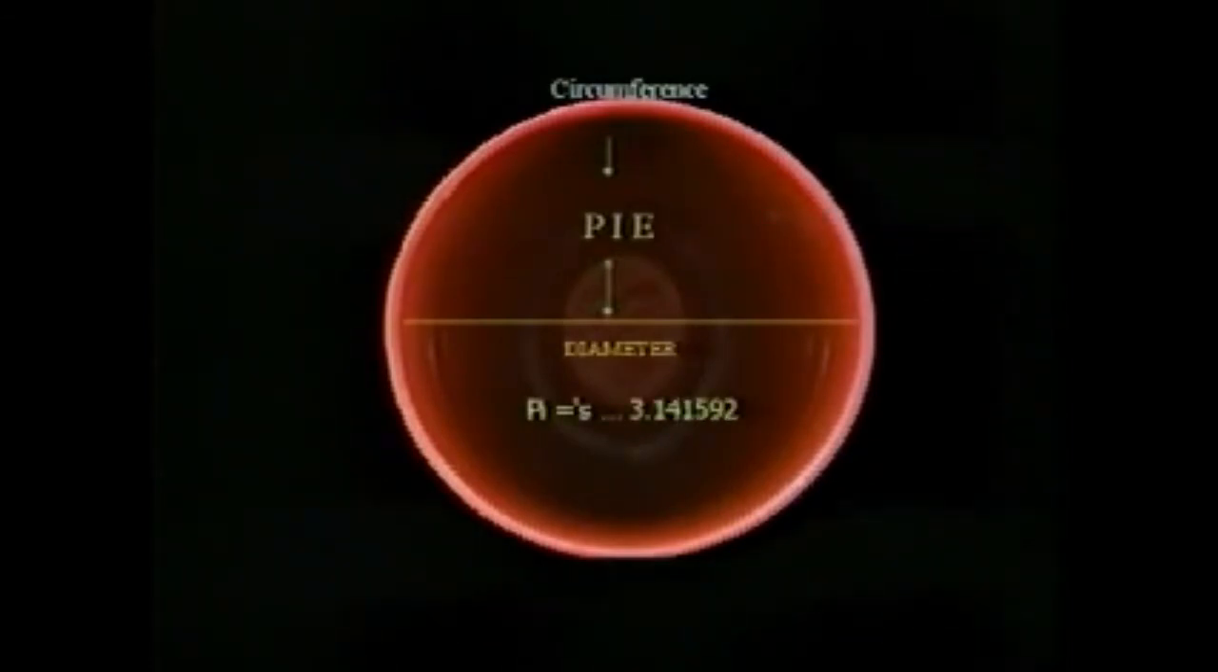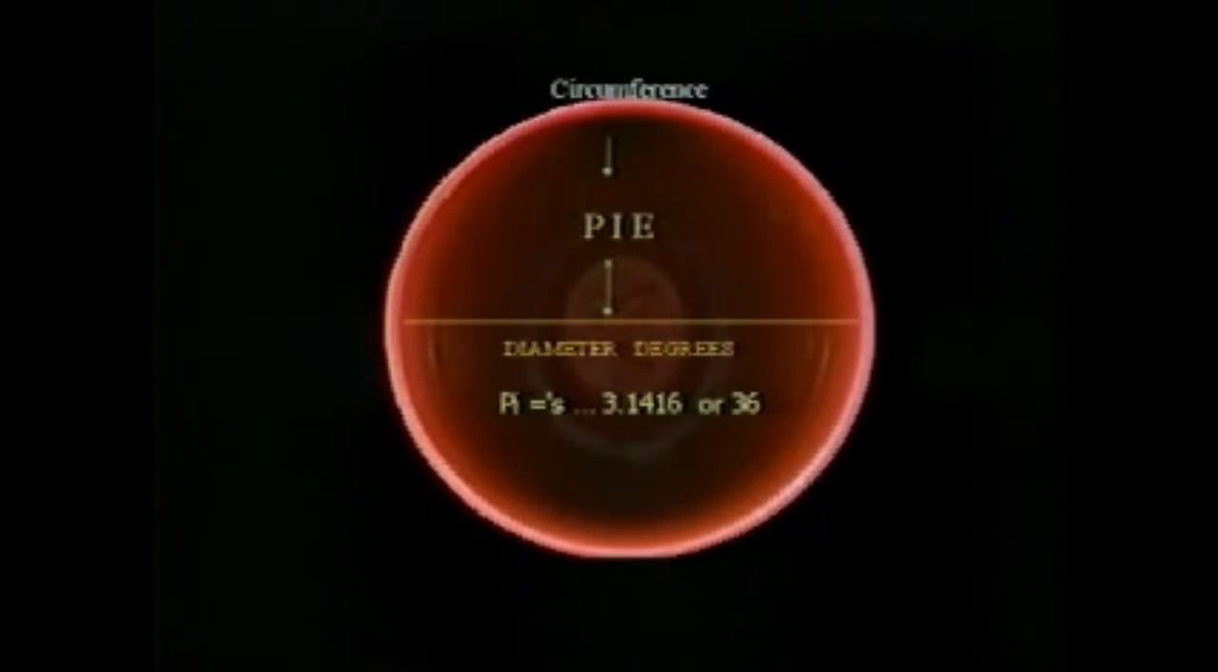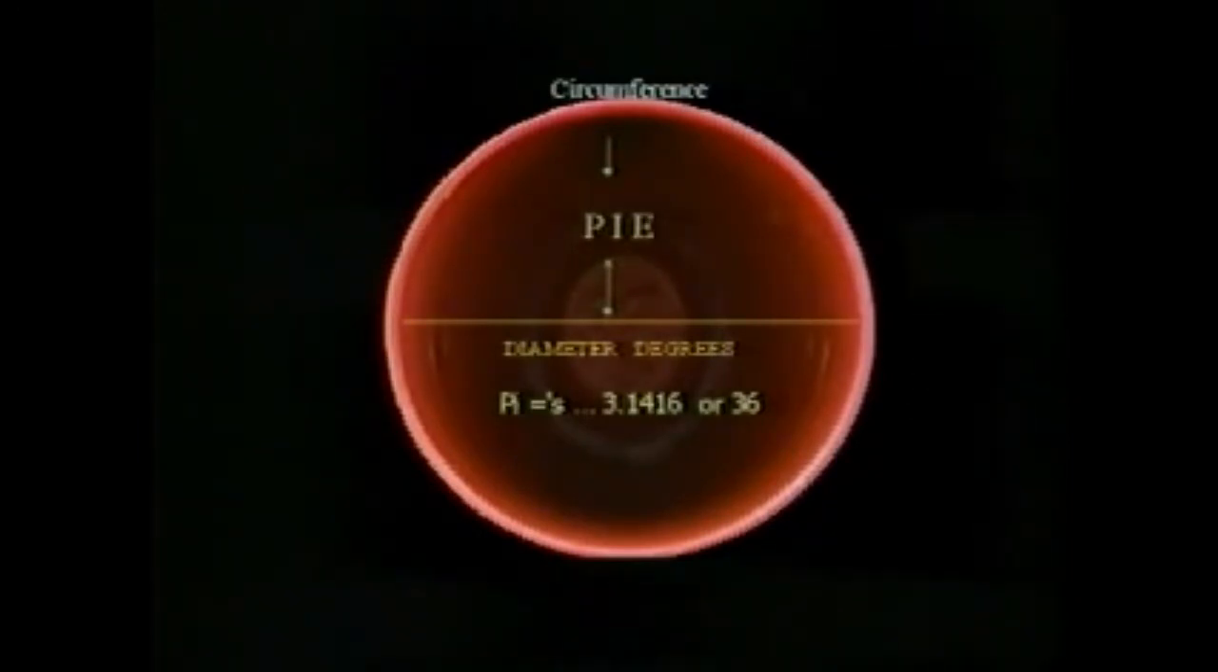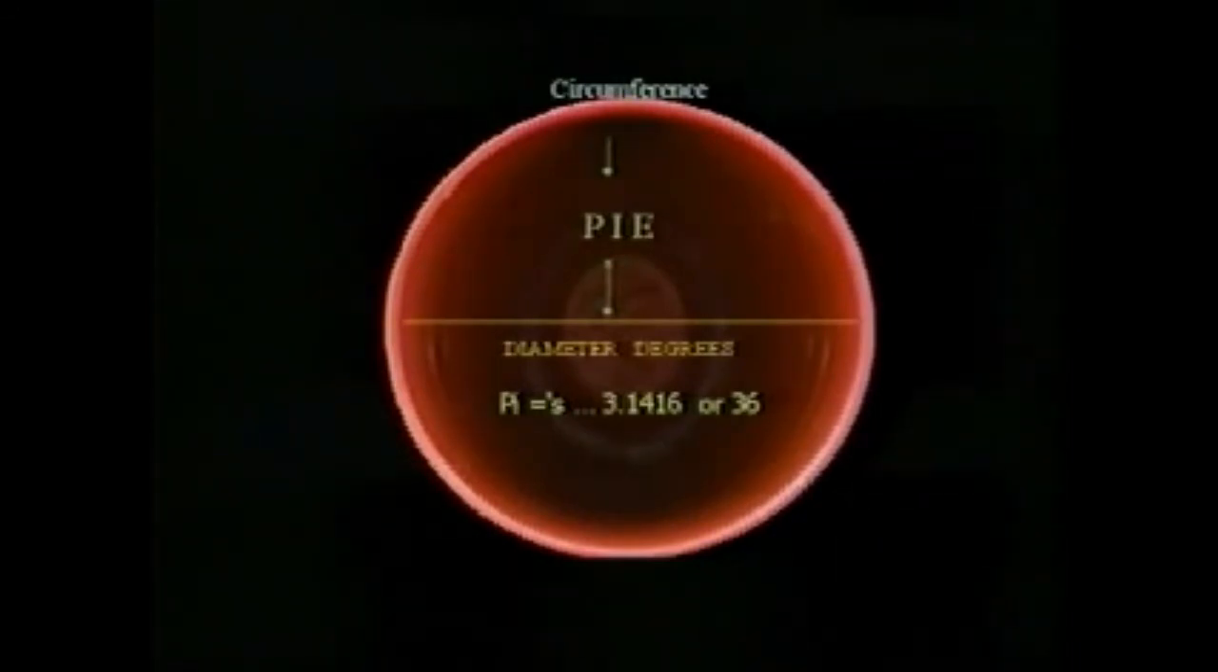Pi is approximately 3.141592, although 3.1416 and even 3.14 are significantly accurate for ordinary purposes. Concentric circles are circles having different perimeters or circumferences, but the same center, or intersection, and of course the circles never meet.